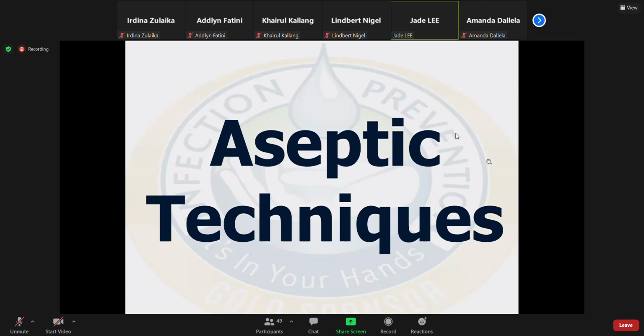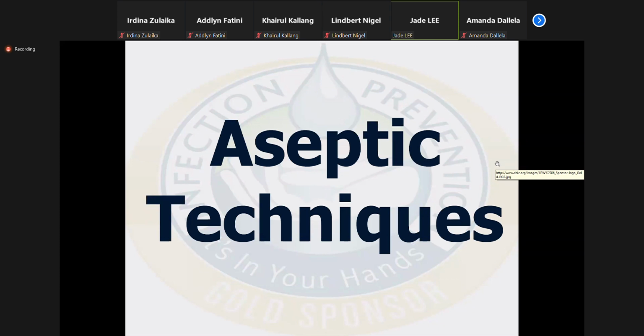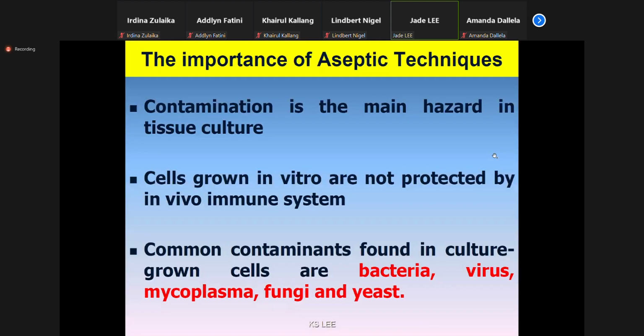Talk about the aseptic techniques. Okay, aseptic techniques is a very, very important technique to assure that your culture will not be contaminated by the microbes. Okay, so contaminants is the main hazard in tissue culture, as all of us know.